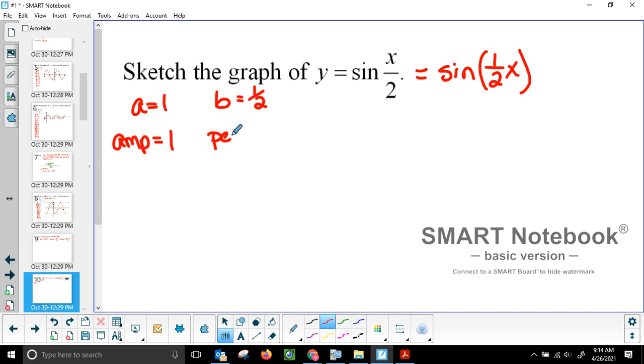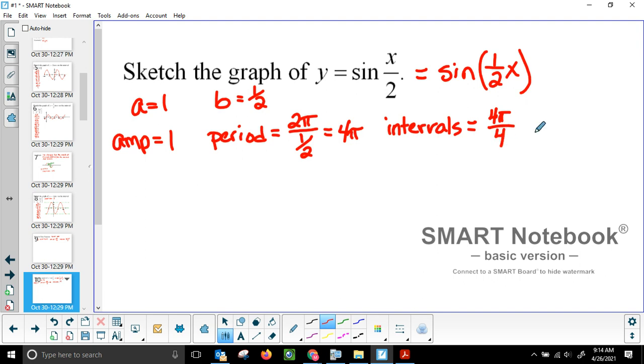b is equal to 1/2. So that will tell me that the period is equal to 2 pi divided by 1/2. Dividing by 1/2 is the same thing as multiplying by 2. So this is 4 pi. And which also means we can find our intervals, again, the distance between our tick marks on our x-axis. That's going to be our period, 4 pi, divided by 4, which will just be pi.